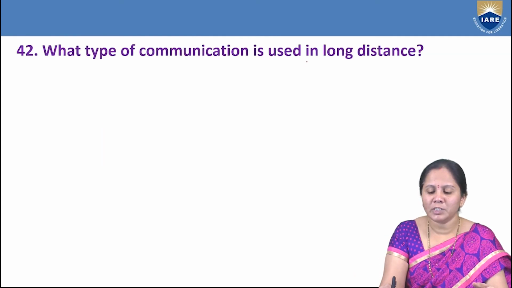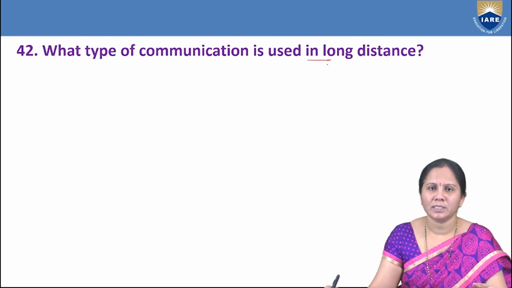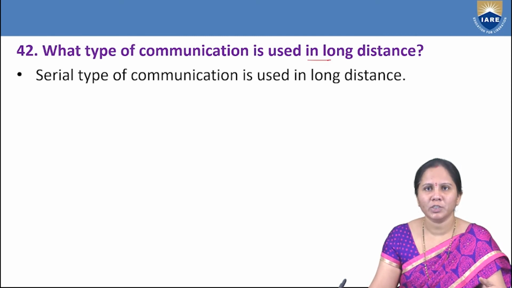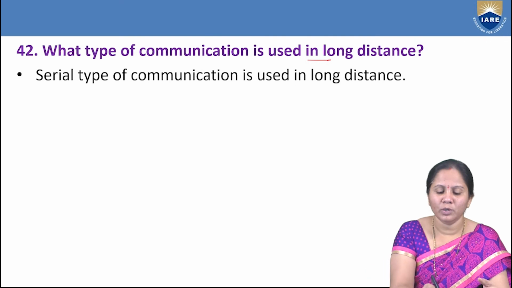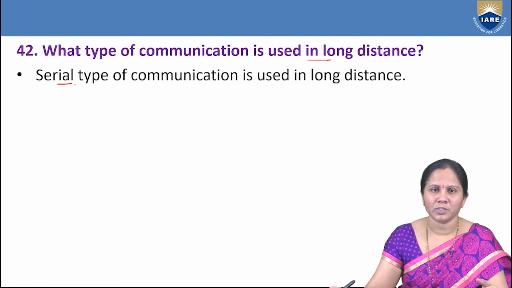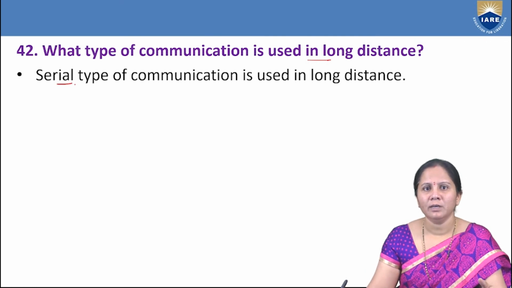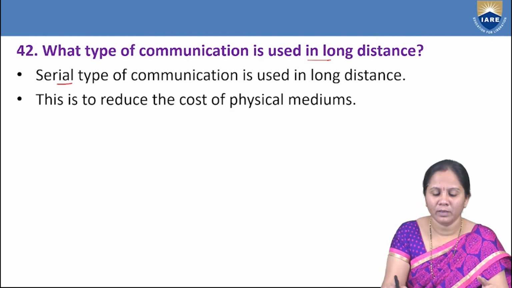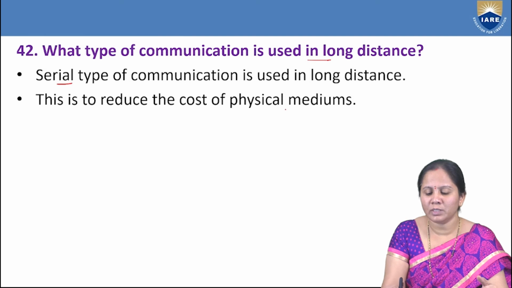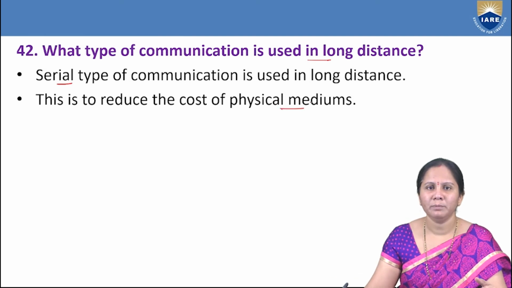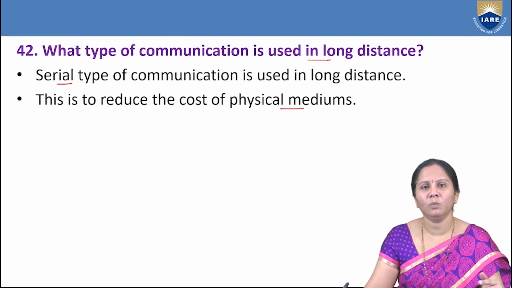What type of communication is used in long distance? For long distance communication, we are going to use serial communication by using an RS-232 cable. This is used to reduce the cost of physical mediums. Why? Because using a single wire, bit by bit transmission will be performed.